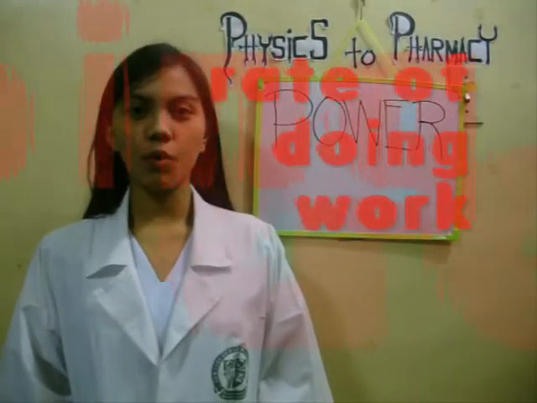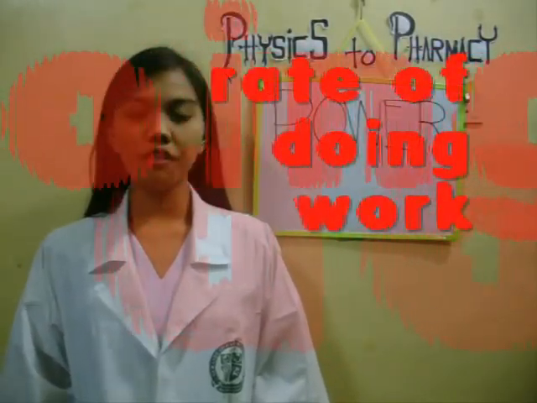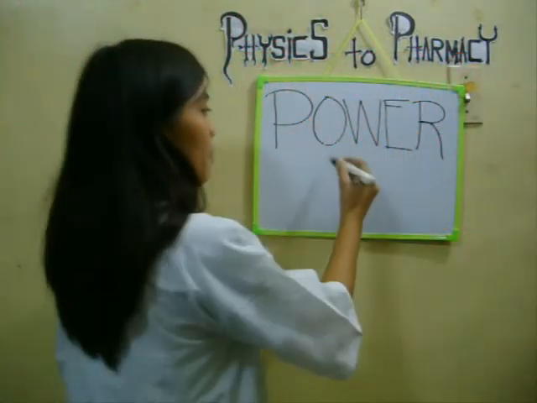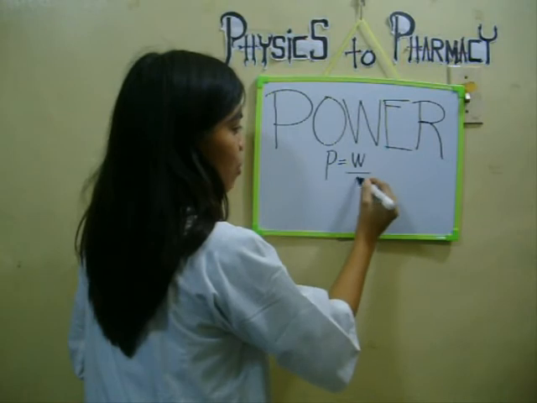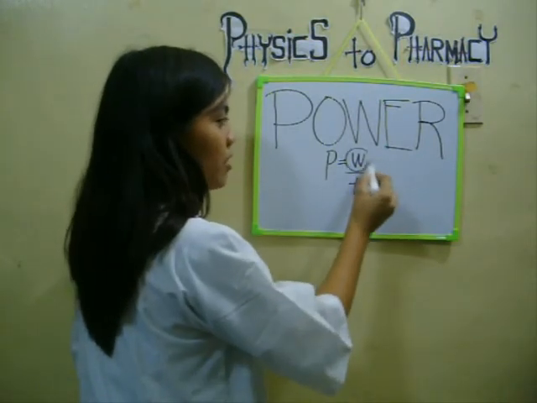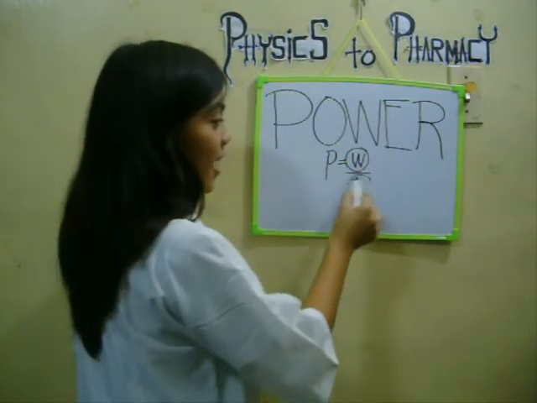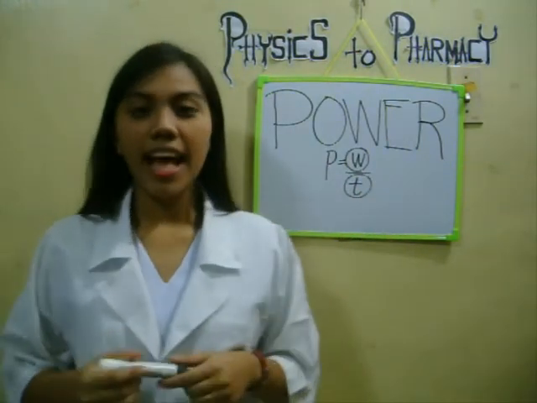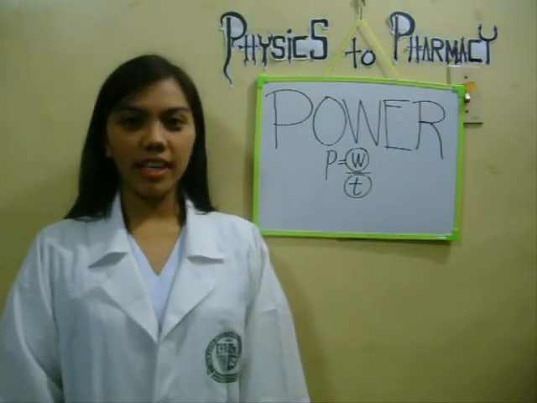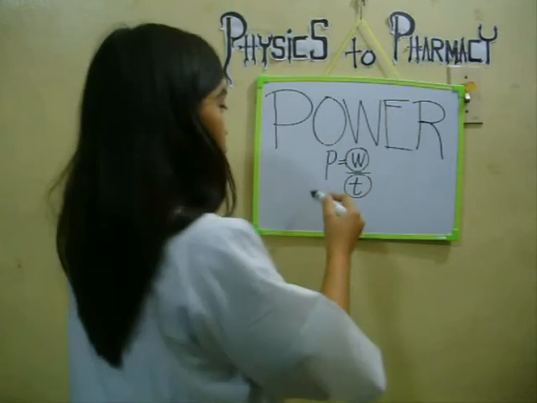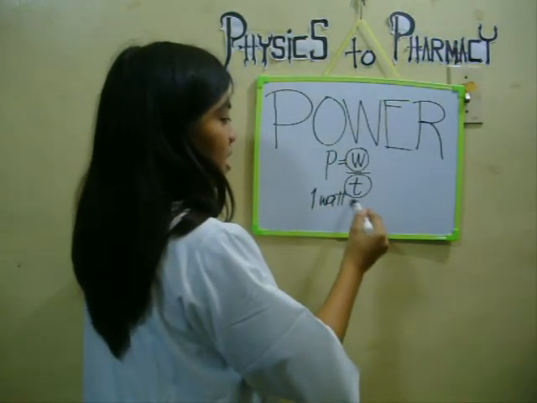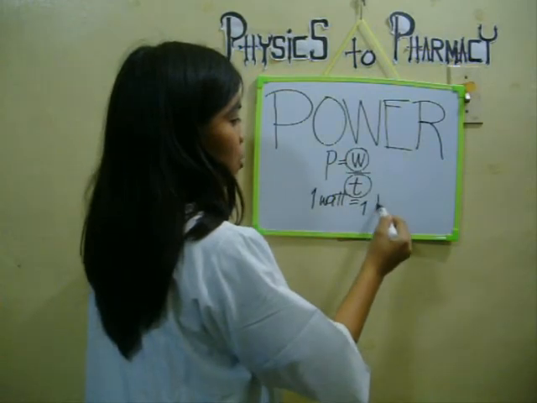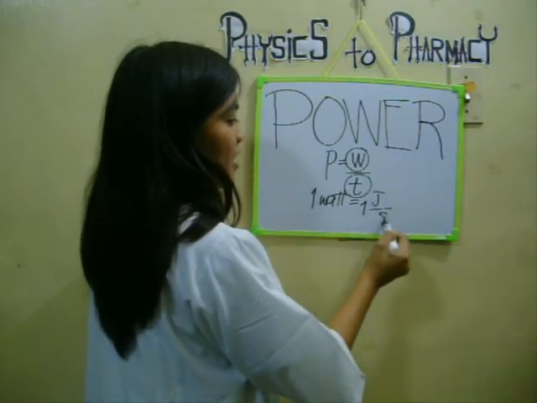Power is the rate of doing work. In equation form, P is equal to W over t, where W is the work and t is the time. The SI unit of power is watt. 1 watt is equal to 1 joule per second.